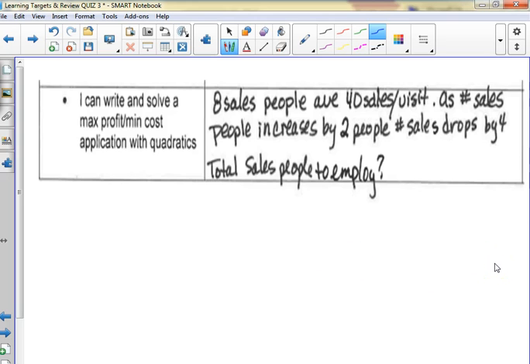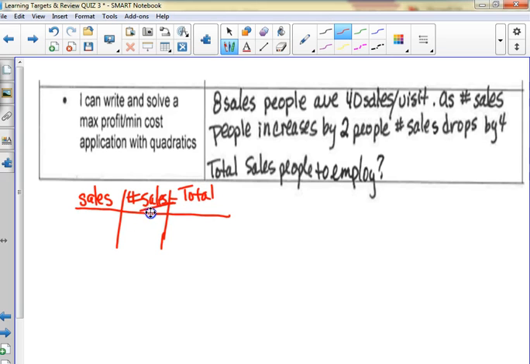What about these fun ones? 8 salespeople. Sorry, I can't talk. 8 salespeople average 40 sales per visit. As the number of salespeople increases by 2, the sales drop by 4. Total salespeople to employ. It's kind of vague. I just tried to squeeze it in the box, so I didn't put a lot of fun explanation in here. But there is a little chart on the quiz to help you out. Okay, so it might say salespeople, number of sales, and total sold or something.